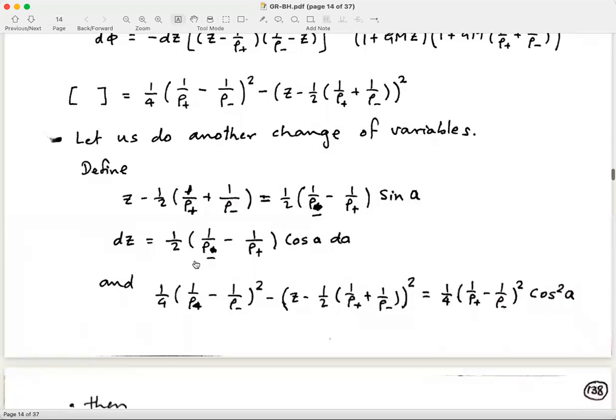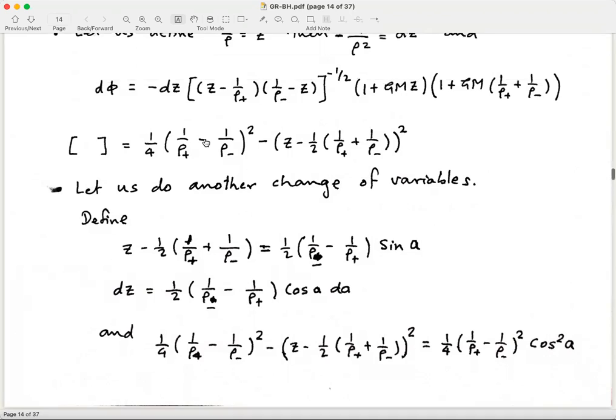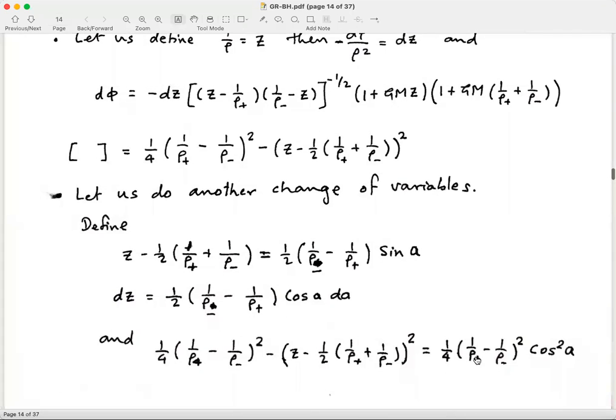Okay, so what is the advantage of doing this? If you use this, then you replace z minus half of 1 over rho plus 1 over rho minus by half of 1 over rho minus 1 over rho plus times sine squared, sine a, of course, whole squared. So you can pull this factor of 1/4 into bracket 1 over rho plus 1 over rho minus whole squared and write down that as 1 minus sine squared a, which is cos squared a. Okay, so the entire square bracket is just this number times cos squared a.